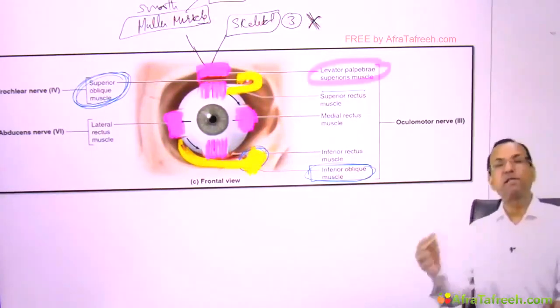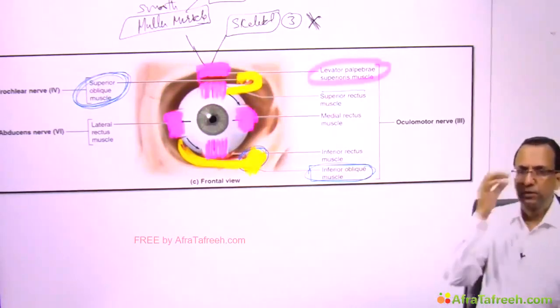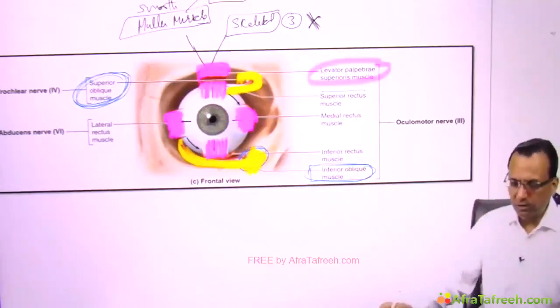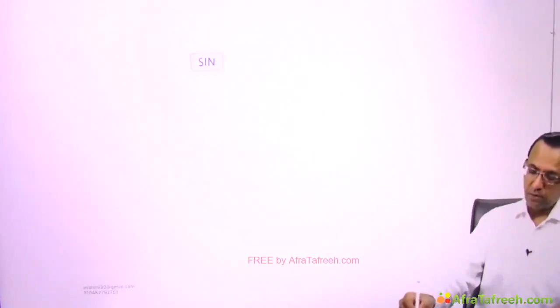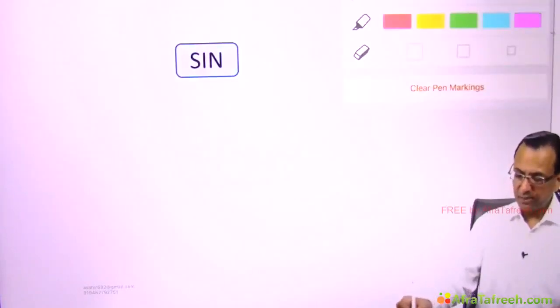So this is some orientation. Now, this is about the muscles, names, attachment, some action, but you did not tell the proper action. Tell me the proper actions. If you want to look at the proper action, then remember SIN. What is SIN? It's a mnemonic.